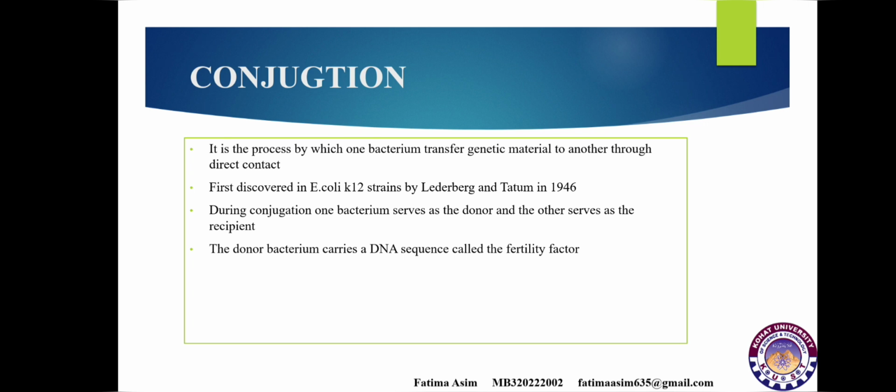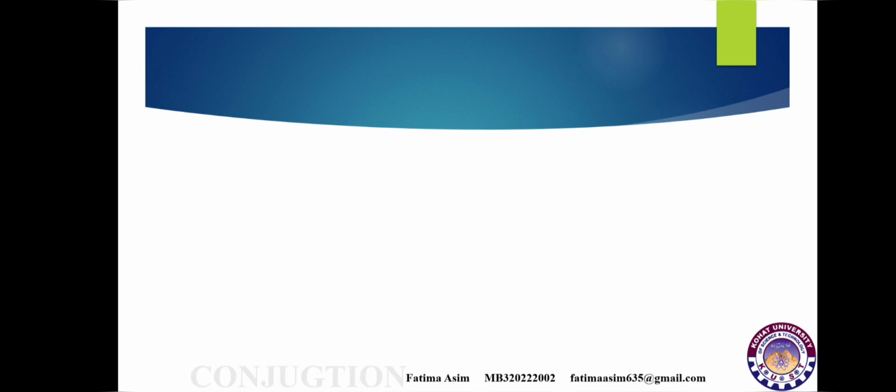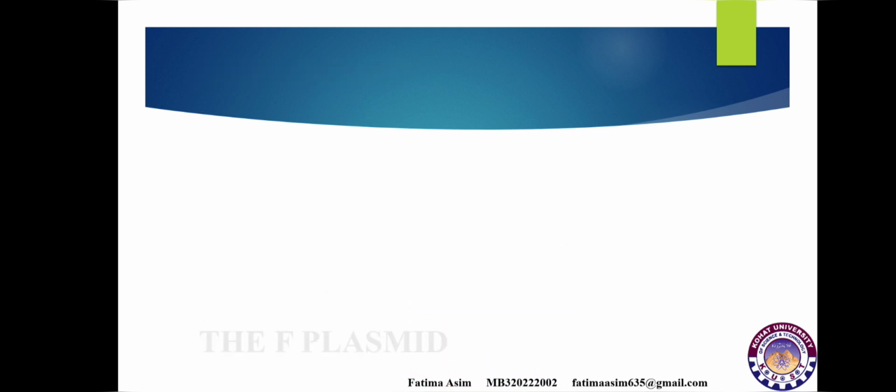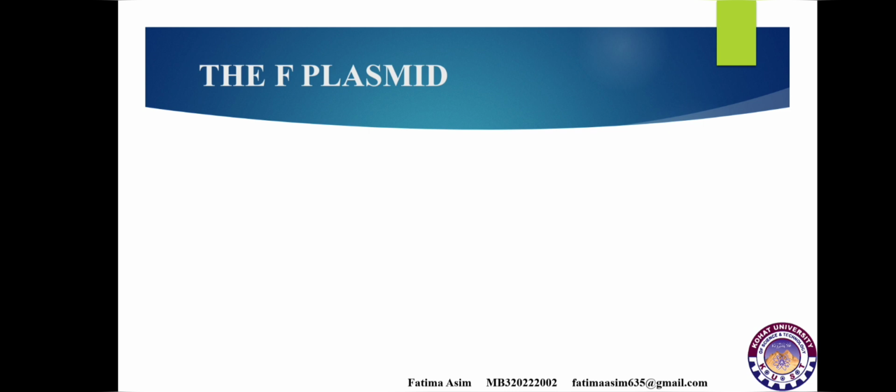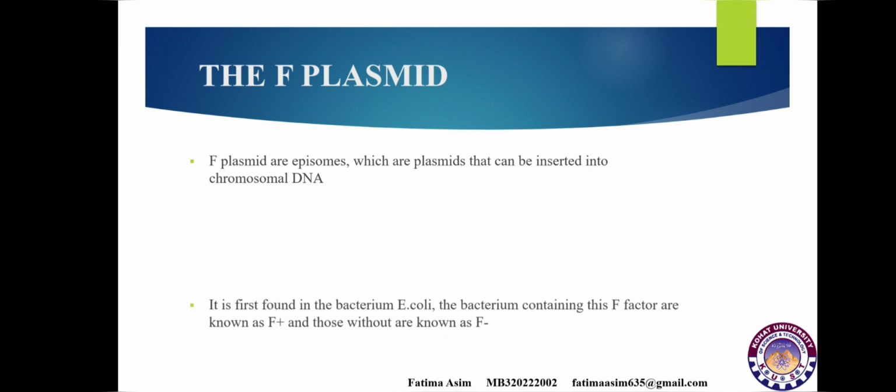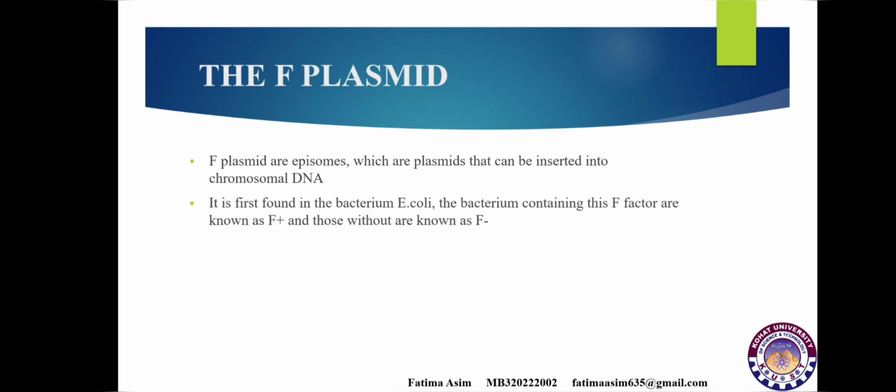The donor bacterium carries a DNA sequence called the fertility factor and transfers genetic material to the recipient bacterium through the conjugation tube. Here you can see the conjugation tube. F plasmid, which is also known as fertility factor, is an episome that can be inserted into chromosomal DNA. It was first found in the bacterium E. coli. The bacteria containing F factor are known as F positive, and those that do not contain F factor are F negative.